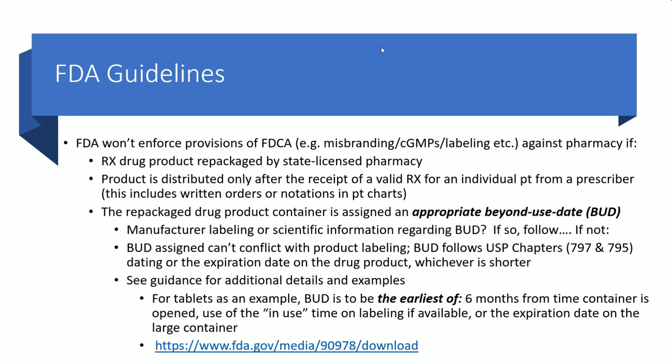Now, if they do have an in-use time on the labeling, you can use that. So again, that might be earlier than 6 months, but it can't be more than 6 months. And you can also look at the expiration date on the large container of the manufacturer. So whether it's the in-use time, if it's available, the 6 months, or the expiration date on the large container of the manufacturer, you need to go with the earliest one. So that's just one example that is common for pharmacies to do, like I said, for long-term care facilities and healthcare systems.